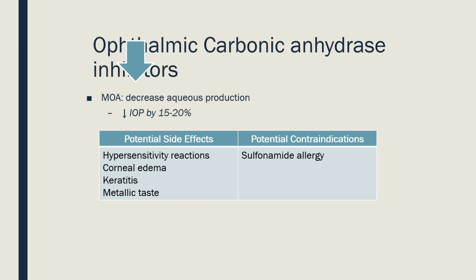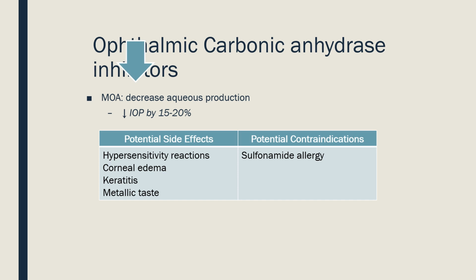Ophthalmic carbonic anhydrase inhibitors decrease aqueous humor production and decrease intraocular pressure by 15 to 20%. They are contraindicated in patients with sulfonamide allergies, and use is not recommended in patients with severe renal impairment. Systemic carbonic anhydrase inhibitors, such as acetazolamide, are very effective in reducing intraocular pressure by 20 to 30%, but cause paresthesia, GI disturbances, CNS effects, and electrolyte disturbances. Therefore, topical agents are preferred over systemic agents.